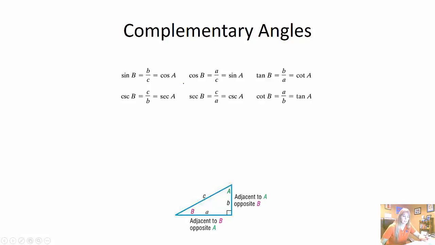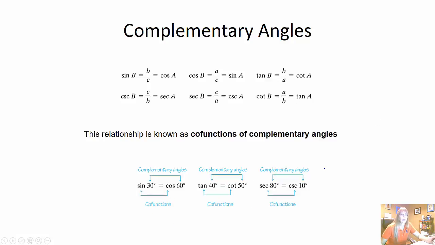So all this is saying is that you can use these to complement the other. If you know one, then you can easily find the other. This relationship is known as cofunctions of complementary angles. So in other words, if I know the sine of 30 degrees, then the complementary angle would be the cosine of whatever it adds up to get to 90, which would be 60, and so on.